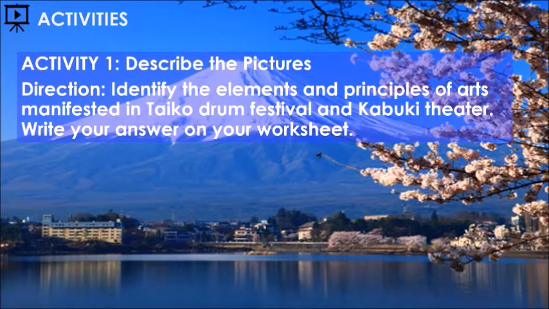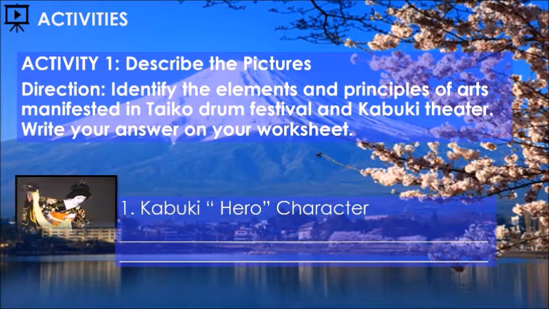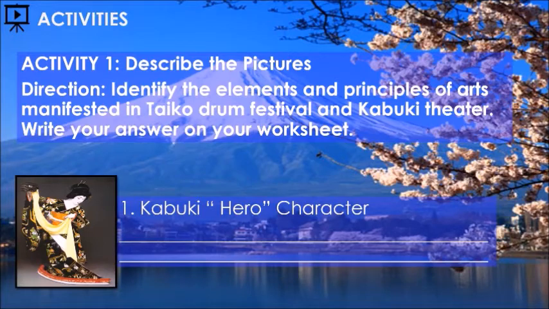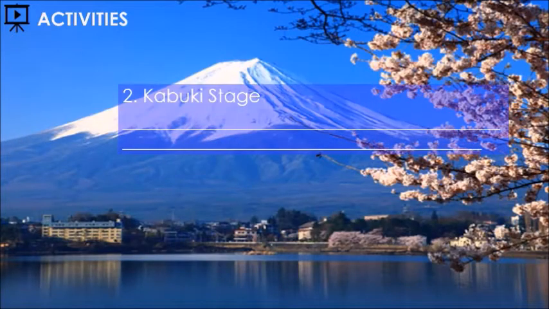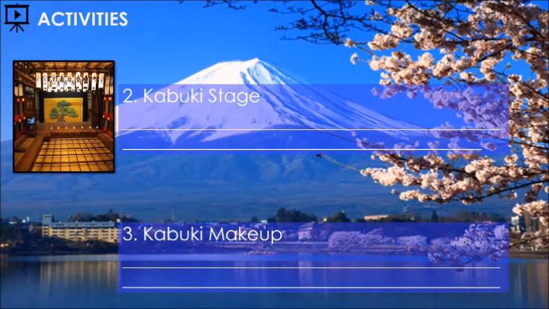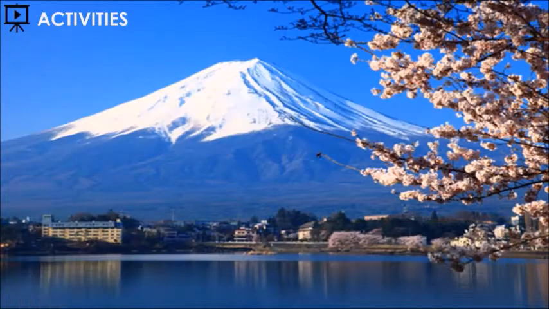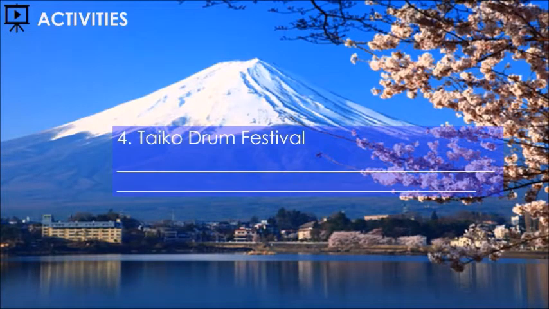For the activities, Activity 1, describe the pictures. Direction: identify the elements and principles of arts manifested in Taiko Drum Festival and Kabuki Theater. Write your answer on your worksheet. Number one, Kabuki hero character. Kabuki stage. Kabuki makeup. Taiko Drum Festival.